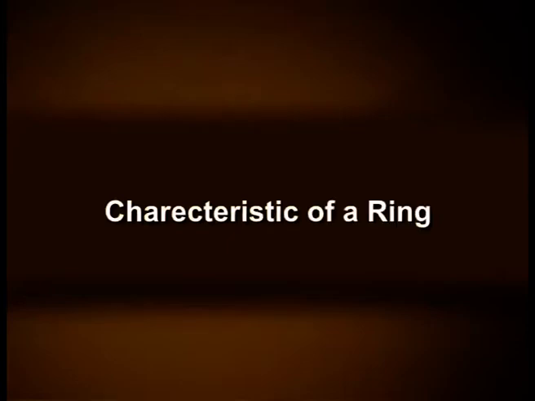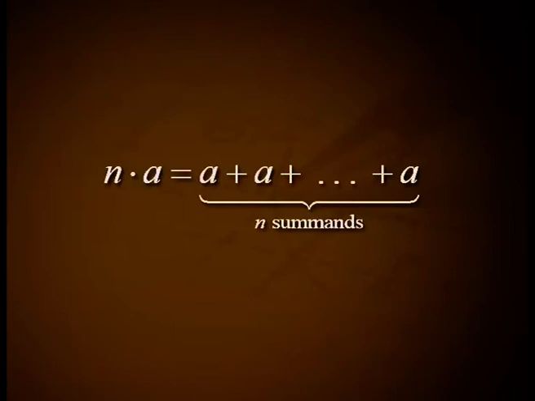Thus, R is commutative. Characteristic of a ring: let R be any ring. We now examine whether there is a positive integer n such that n·a = 0 for all a belonging to R, where n·a means a + ... + a (n summands), that is, n·a = a + ... + a (n times), where plus is the additive operation in the ring.